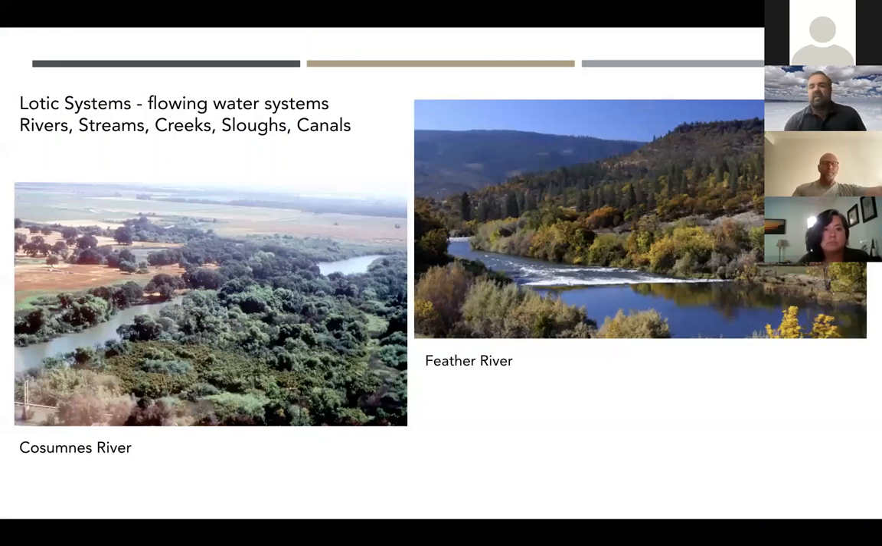So first, understanding the different rivers, what a lotic system is. Lotic systems are basically moving water, flowing water systems like rivers, streams, creeks, sloughs, and canals. So you have the Cosumnes River up in the Sacramento Valley, and the Feather River, which feeds into that system that goes into the delta there.